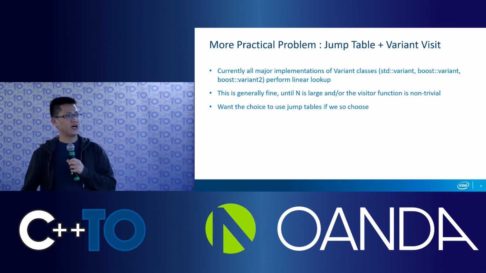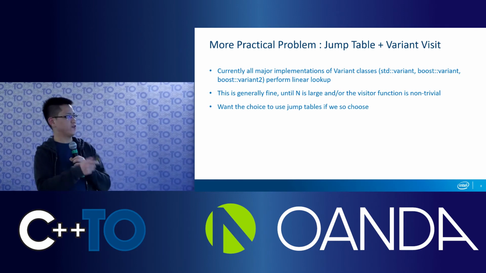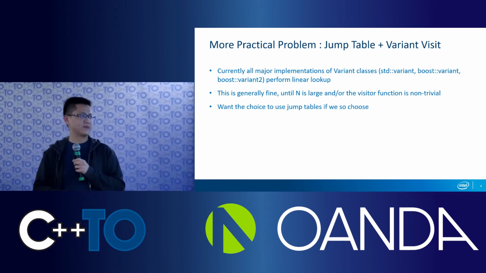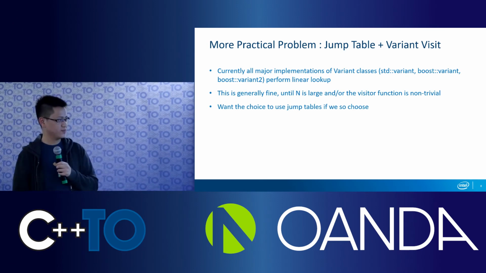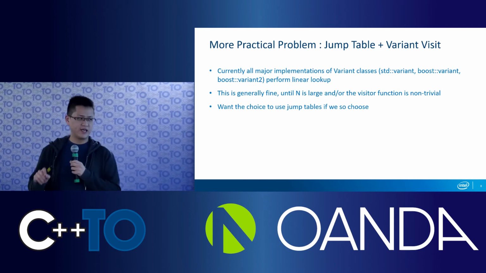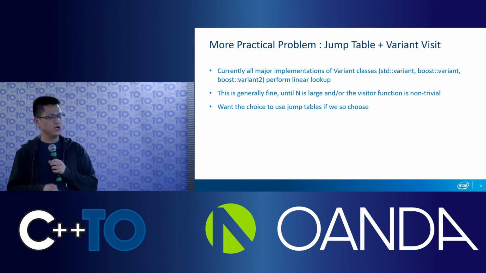Let's talk about variants. Right now, all implementations of variant classes, as far as I can tell, std::variant and boost::variant2, perform linear lookup. And that's generally fine, as I said, but if your n is large, then you don't want to do it. Obviously, benchmark first, it might be better than a jump table. But what I want to say is that we want the choice to use jump tables if we so choose.